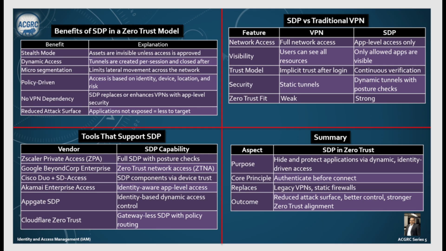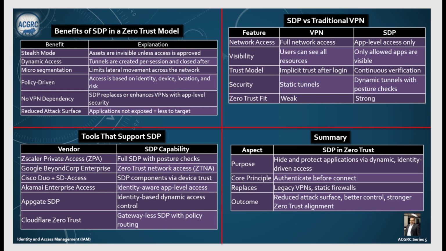You have Zscaler Private Access, Google BeyondCorp, Cisco Duo, Akamai Enterprise, AppGate SDP, Cloudflare Zero Trust, etc. Capabilities range from full SDP with posture checks, to components via device trust or identity aware app level access. So each tool would have its own capabilities. Some of them would have multiple capabilities. You can choose the one which works best for you for the money that you invest.